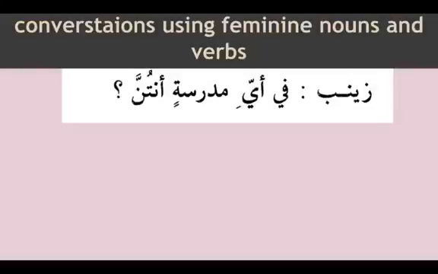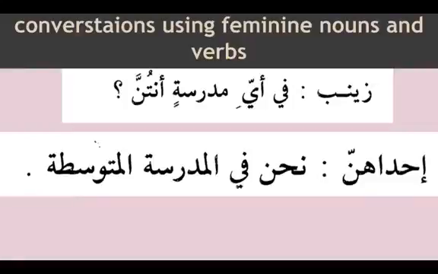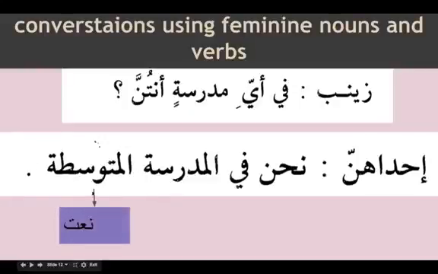Zainab asks, fi ayyi madrasatin antunna? So ayyi we did in the last session. It means which, and what comes after ayyi is always mudaf ilayhi. This ayyu always comes as a mudaf. Fi ayyi madrasatin antunna, in which school are you? So ihdahunna says nahnu. Again, antunna means we say nahnu. If it is anta, we say ana. Nahnu fil madrasatil mutawassitati. Al-mutawassitati is na't, so we translate it as middle. We are in middle school.